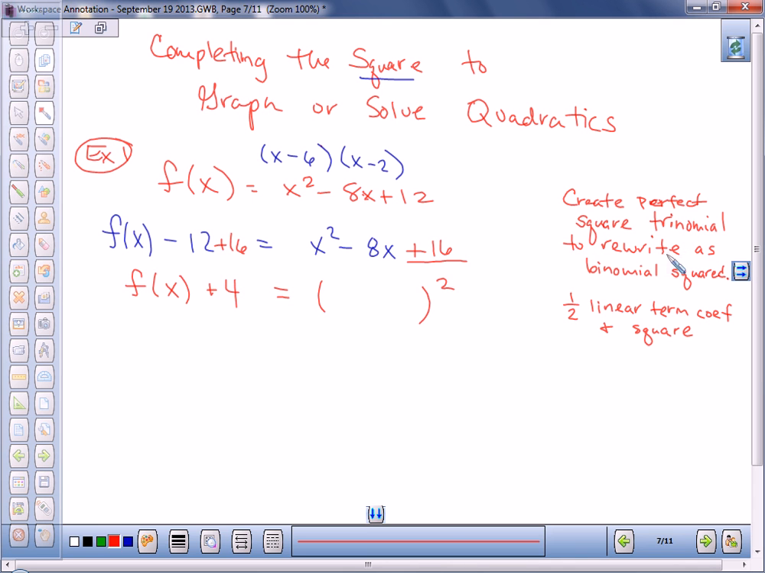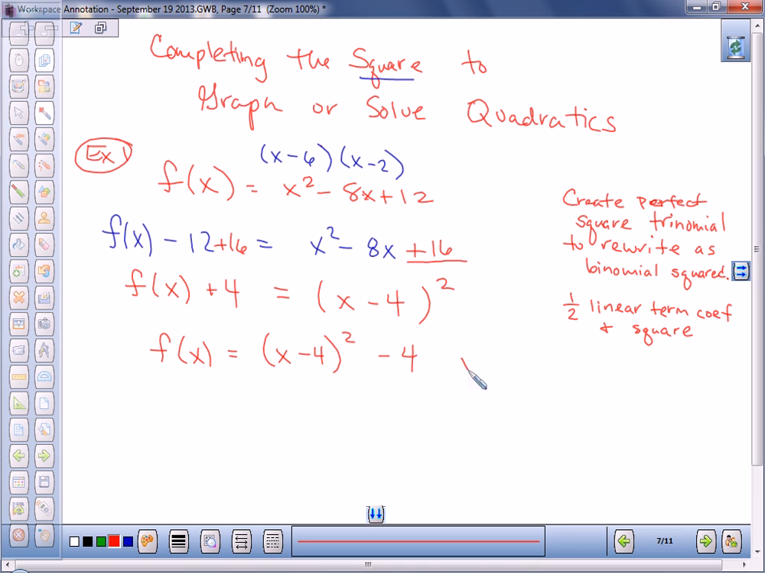How would this factor into a binomial squared? X minus 4 squared. And then we move our constant back. So we get f of x is equal to x minus 4 squared minus 4. What's that form called? This is vertex form.